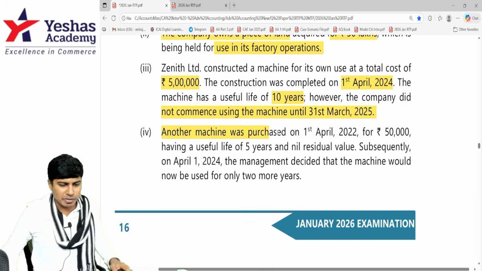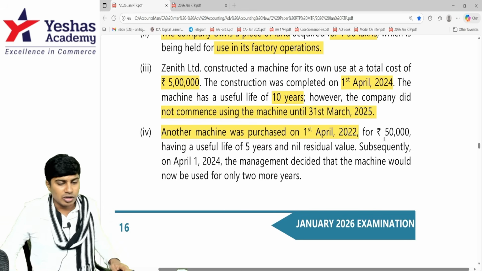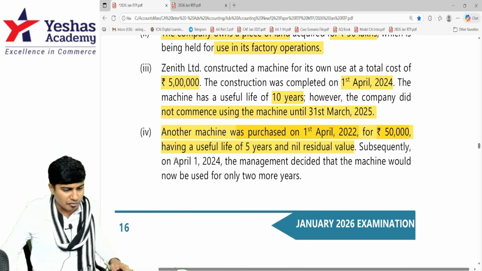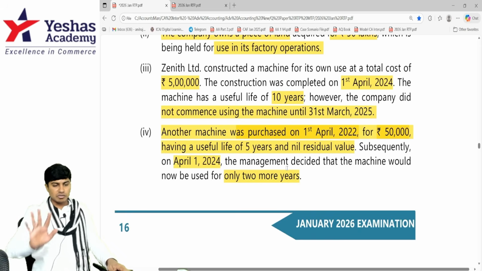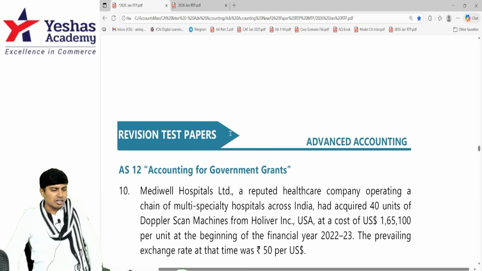Then another machine was purchased on 1st of April 2022. This was not purchased recently. It was purchased few years ago. 50,000 having useful life of 5 years. Residual value is nil. Subsequently on 1st of April 2024, company decided the machine would now be used only for 2 more years. Once again, take 50,000. Scrap value is not given. 0 divided by 5.